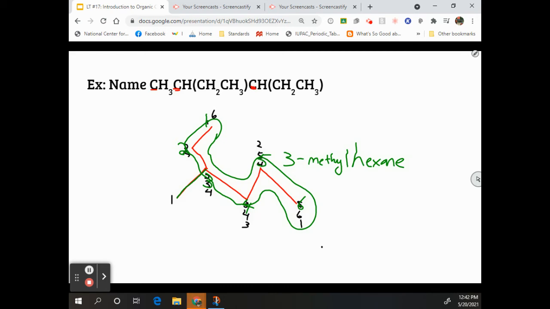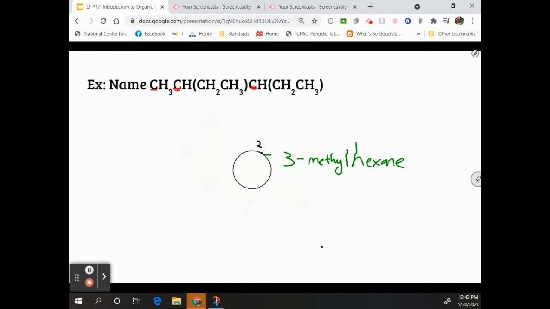So again, this is going to take some getting used to, but it's going to be pretty easy as soon as you get the hang of it. I'm going to redraw this really quickly because I want to show you what happens if I've got more than one of a particular branch off this. So here's 1, 2, 3, 4, 5, 6, 7. I'm going to have a methyl group here. I'm going to have a methyl group here.